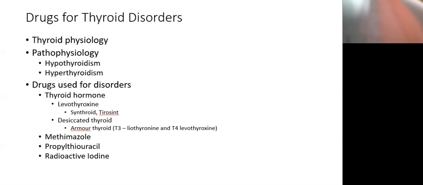Armour Thyroid comes from pork thyroid and has both T3 and T4. Liothyronine, or T3, may be preferred to T4 during radioisotope scanning procedures, since induction of hypothyroidism in those cases is more abrupt and can be of shorter duration. It may also be preferred when impairment of peripheral conversion of T4 to T3 is suspected. We will also touch on radioactive iodine.